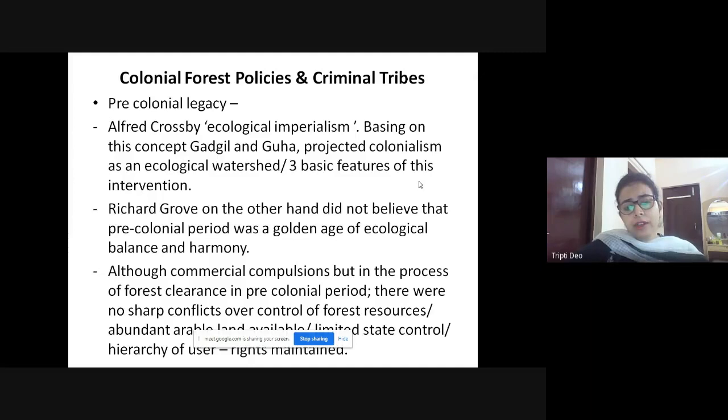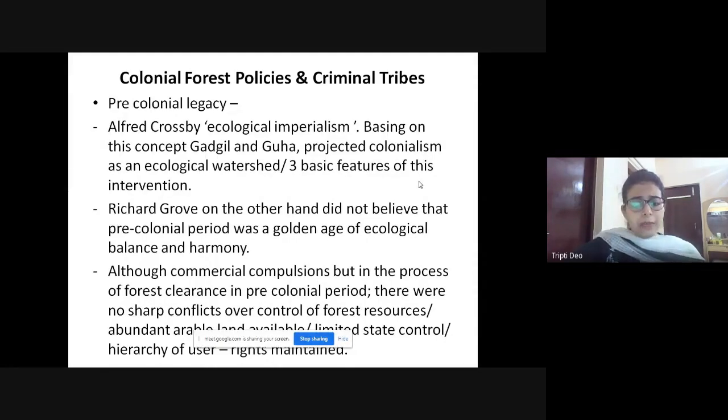The three basic features of this ecological intervention that was different from what was happening previously: first, there was a shift from subsistence-oriented resource gathering and food production to commercial production. Peasants were no longer producing only for their own subsistence, but were being told to produce for commercial use. That means there would be markets where they'd have to sell their goods, and they had to produce a certain variety of crops more required in the market. So there was commerce happening in agriculture, and the village economy moved from subsistence to commercial production.